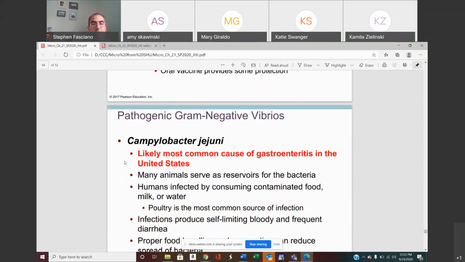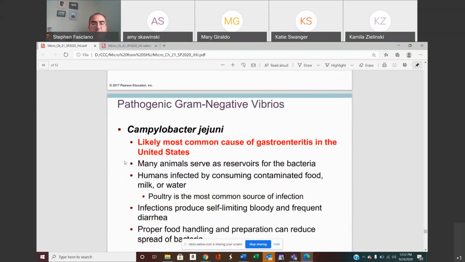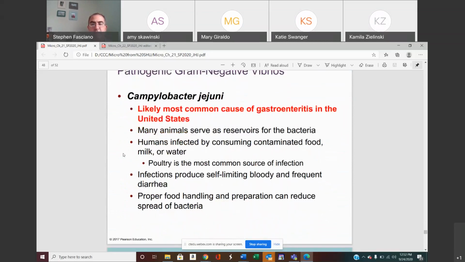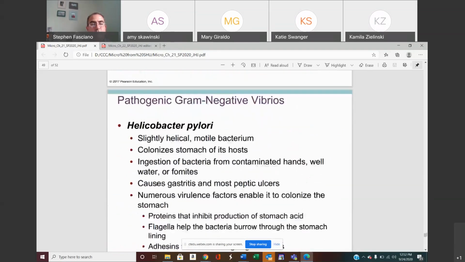Other pathogenic gram-negative vibrios. There's one here called Campylobacter jejuni. It's likely the most common cause of gastroenteritis in the U.S. You can be infected by consuming contaminated food or milk. And then Helicobacter pylori also fits into this category.